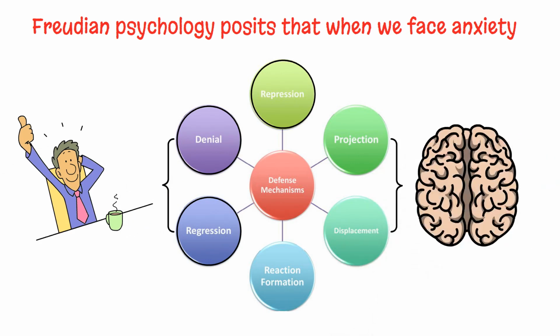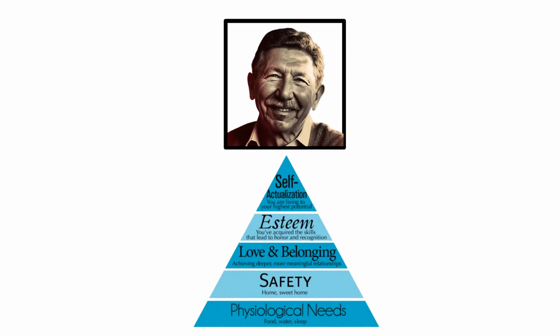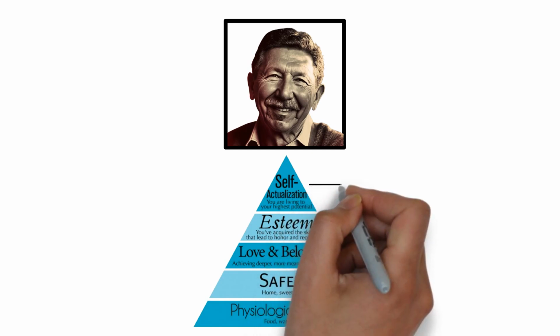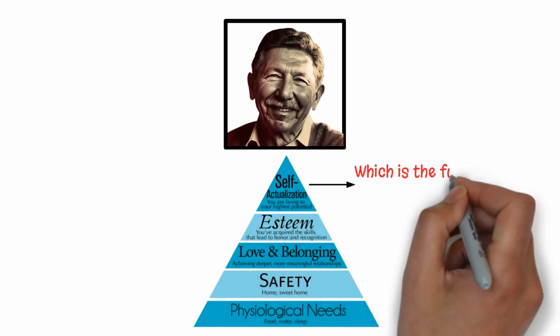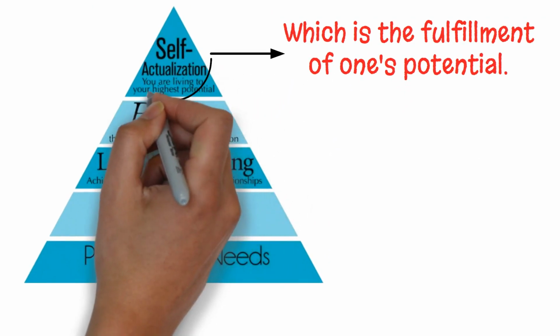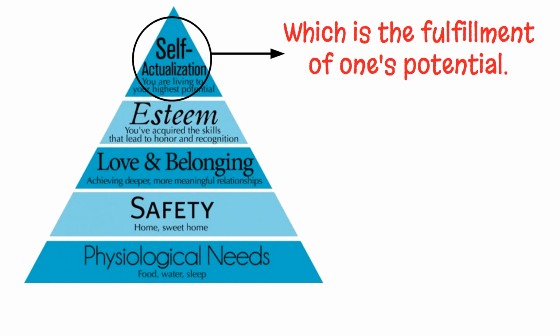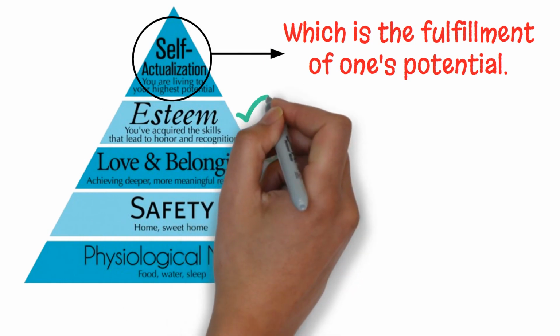On the other side of the spectrum, we have Abraham Maslow, who introduced the concept of the self-actualizing person. According to Maslow, we have a hierarchy of needs that ranges from basic physiological needs to the need for self-actualization, which is the fulfillment of one's potential. Maslow believed that to reach this level, one must have satisfied the more basic needs like safety, love, and esteem.